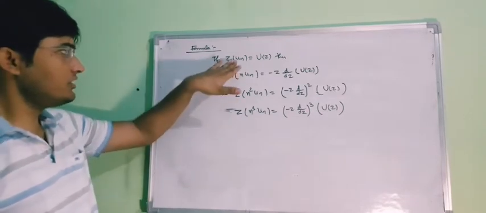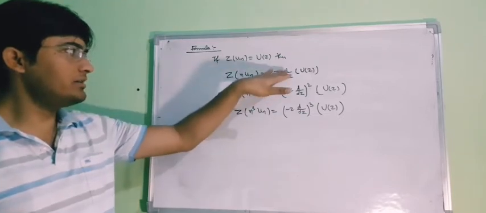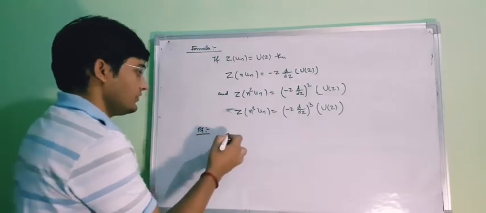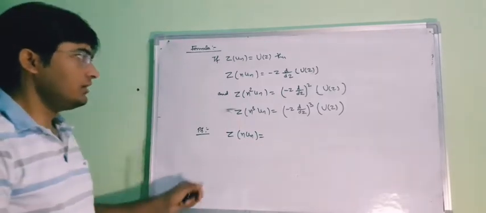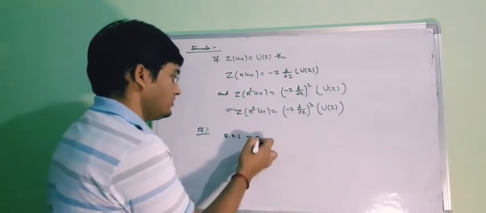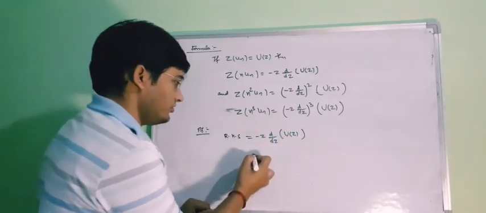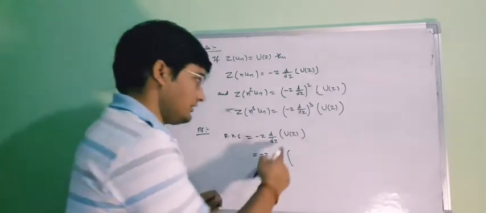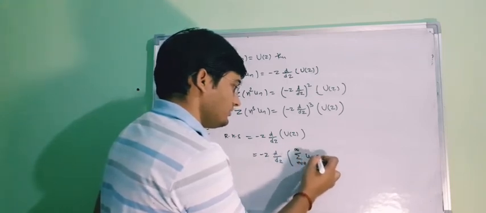So if the Z transformation of un is uz, then the Z transformation of n times un will be minus z d by dz of uz. Let us prove this one. Taking the right hand side, which is minus z into d by dz of uz. Now uz means the Z transformation of un, which is the sum from n equal to 0 to infinity of un z to the power minus n.